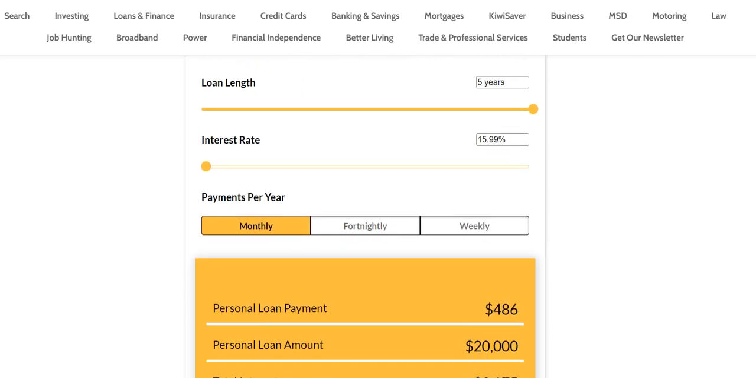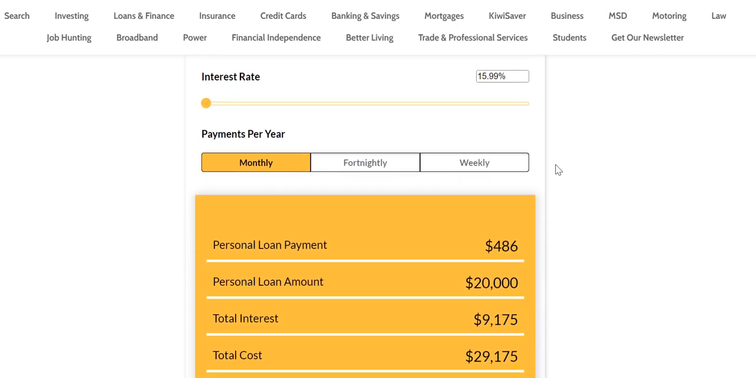So what we'll see if we come down is that if we look at it weekly, the personal loan repayment is going to be $112, because you've got $20,000 to pay over 5 years. That means that the total interest cost is going to be $9,000, because you're effectively paying a lot of interest over the 5 years.